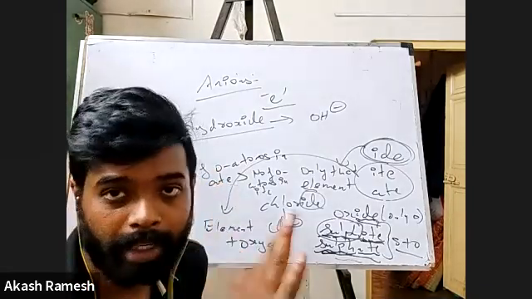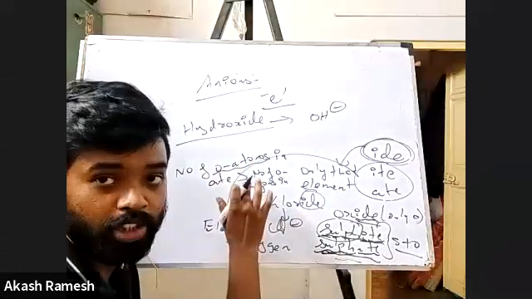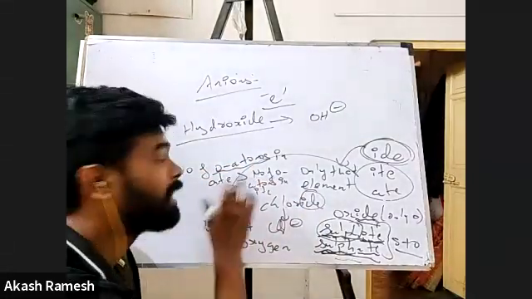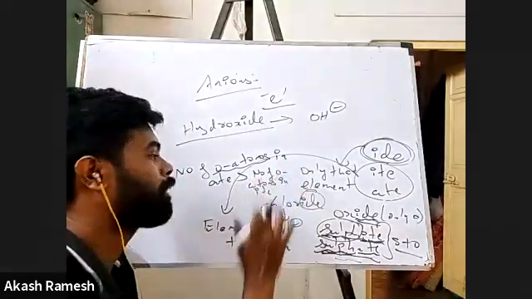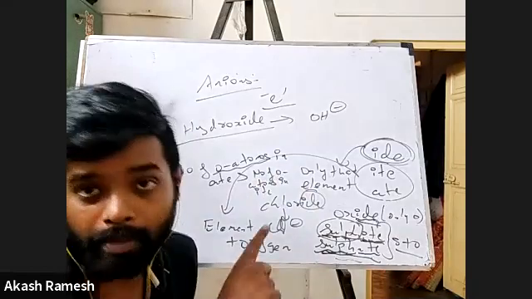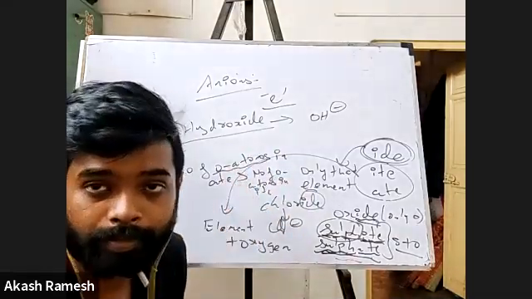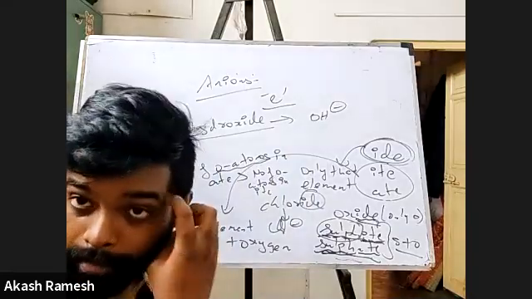Third point is the number of oxygen atoms. The number of oxygen atoms in ATE is greater than the number of oxygen atoms in ITE. When I give you an example, this point will be clear. Don't worry. These are the three points. Okay? Any understood? Yes, sir.